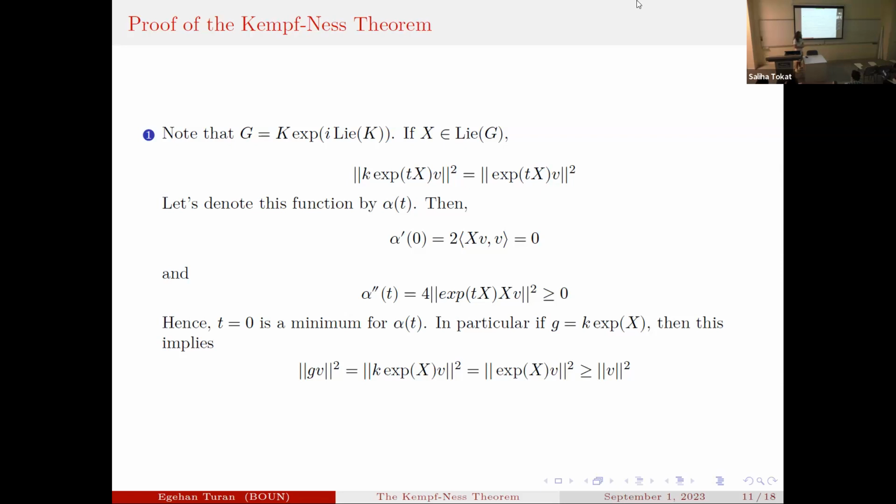The other way is even easier. If the norm of v is a minimum, this function must give me zero at the identity, right? Because it's the critical point. And the value of its derivative at zero is just equal to this. And this must be equal to zero, so v is indeed critical.